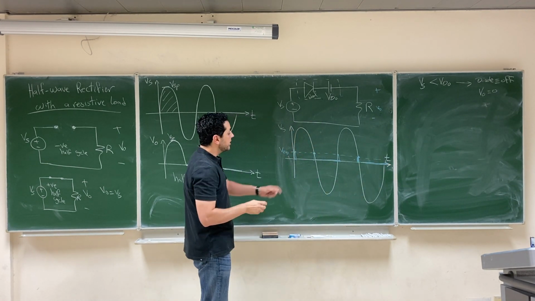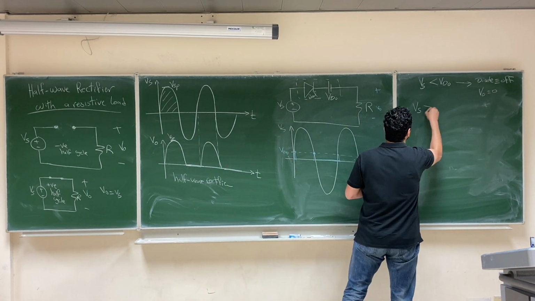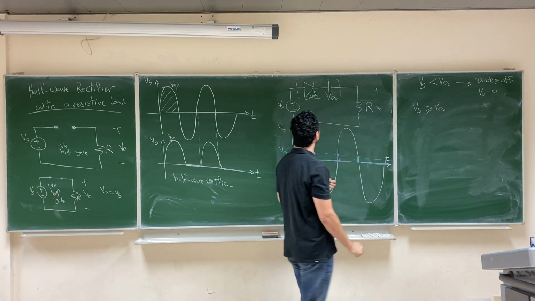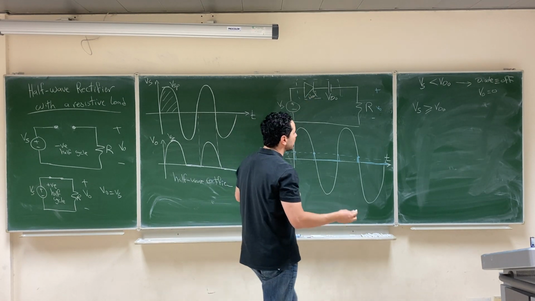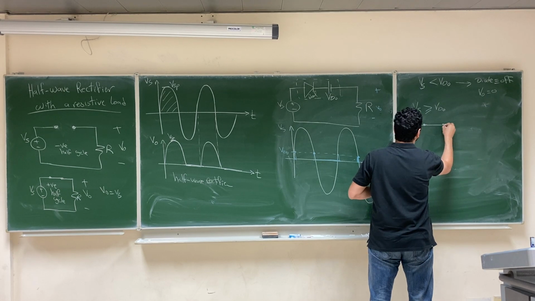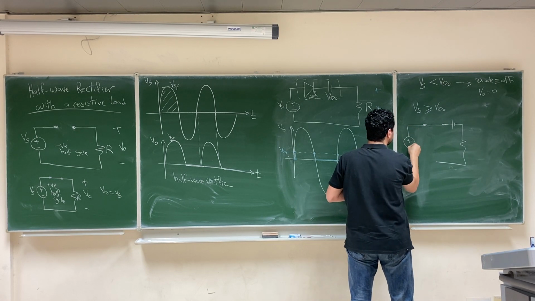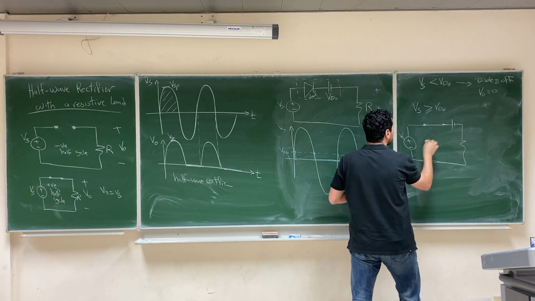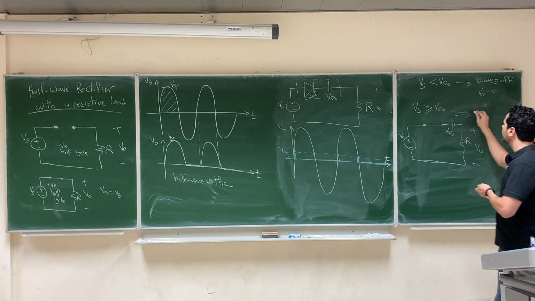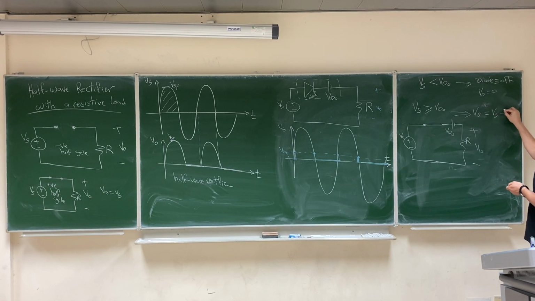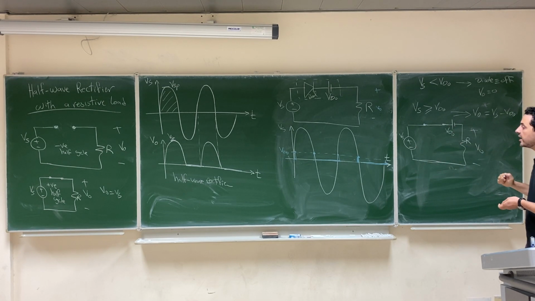And then when Vs is greater than or equal to VDO, what happens? This diode will start to be on, so it will work as a short circuit. The ideal diode will operate as a short circuit, and the circuit will look like this. This is Vs, this is VDO, this is R. So the output voltage here will be Vs minus the battery voltage, which is VDO.